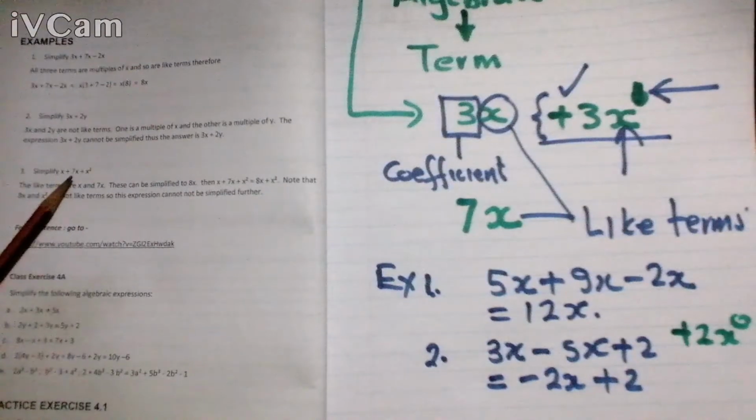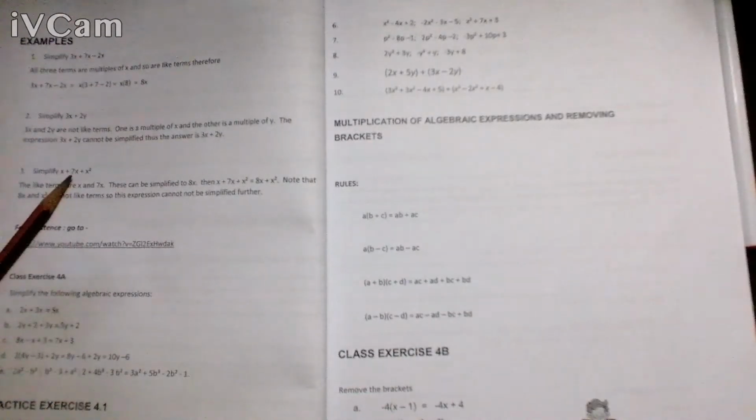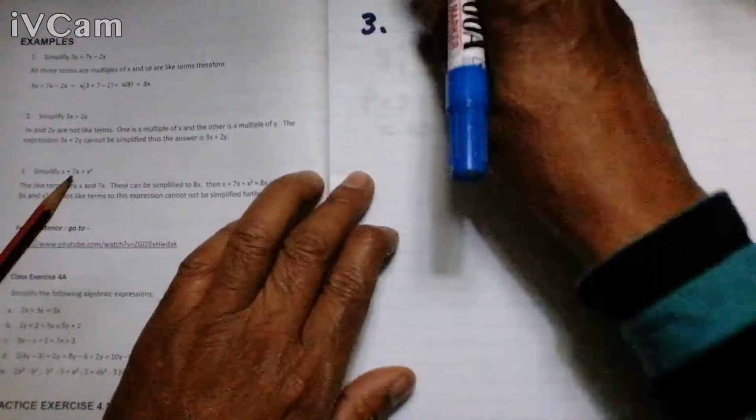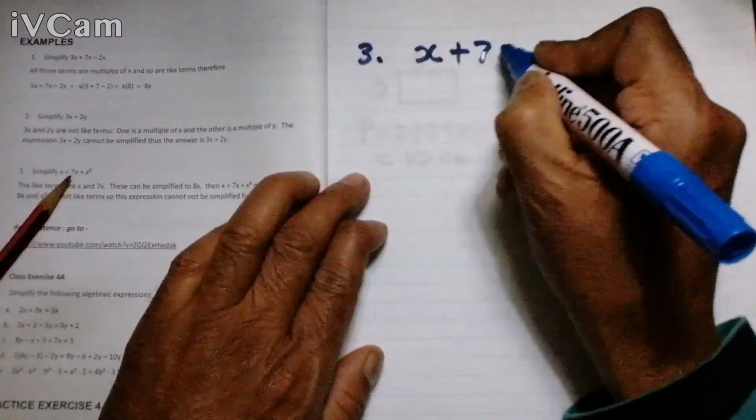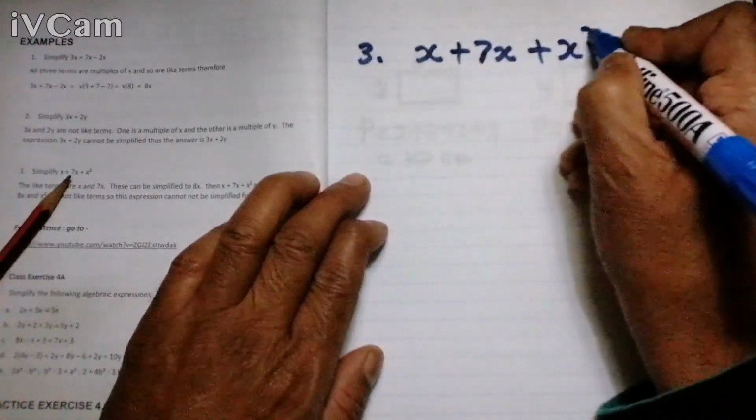Let's look at this here. Number 3. What do you think about that expression? Okay, it is an algebraic expression, not an arithmetic expression. Right, let's copy it down. x plus 7x plus x squared.